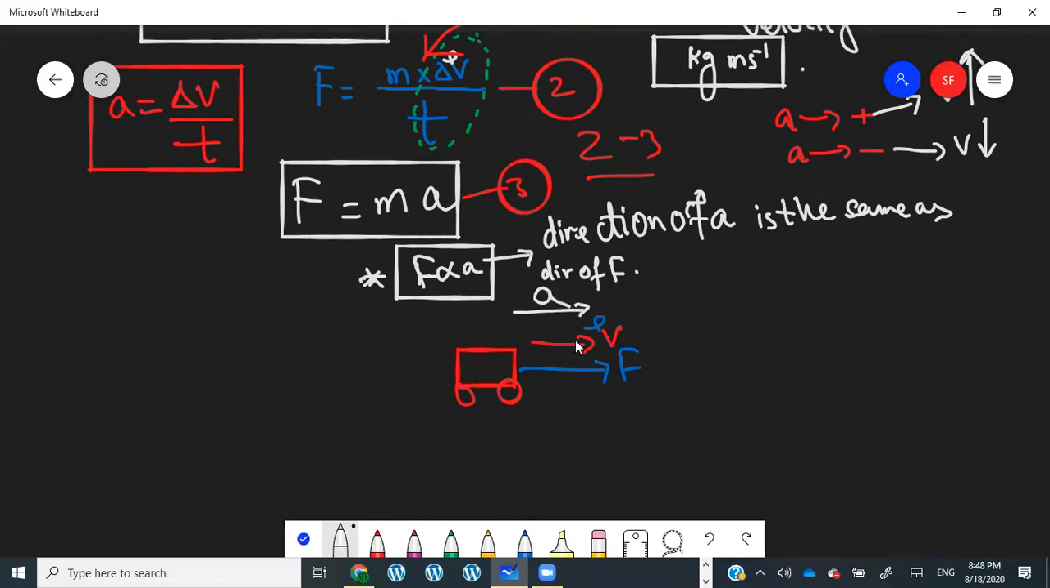Is the acceleration in the same direction as the velocity? Yes. Okay, since it is in the same direction, it's going to be positive. And if it's positive, it will lead to an increase or decrease in velocity? Increase. Increase in velocity, correct.